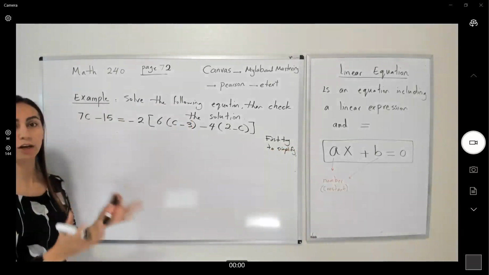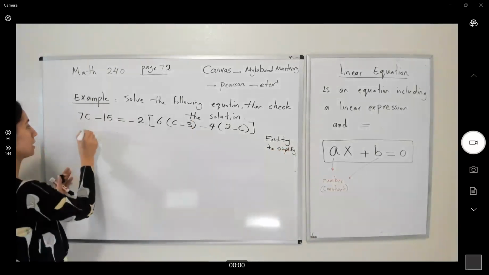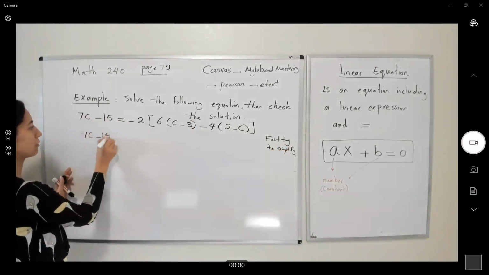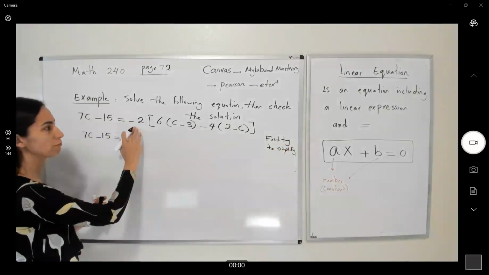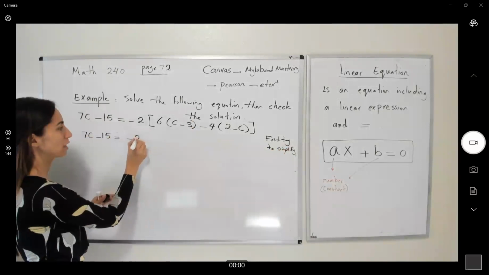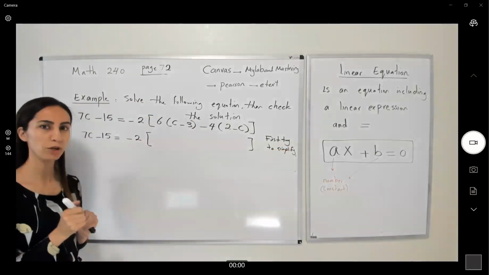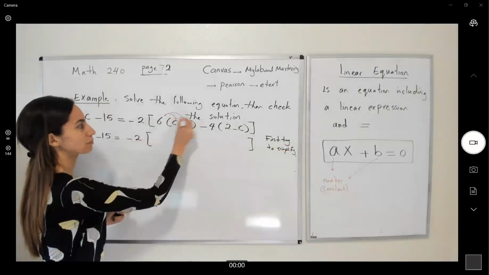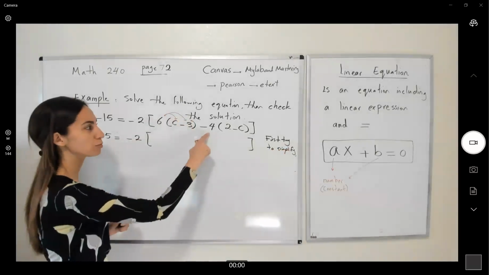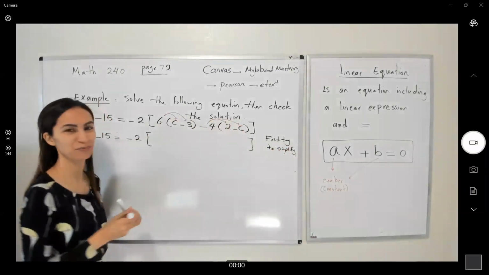On the left-hand side, I don't have anything to simplify. I'm just going to copy down 7c minus 15. But on the right-hand side, I have minus 2 outside the bracket. What I'm going to do, I'm going to distribute 6 into parentheses. Then I'm going to distribute minus 4 into parentheses.